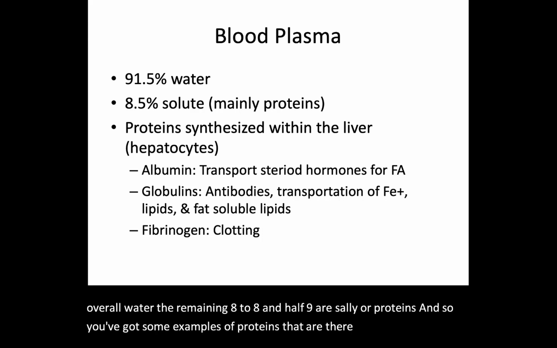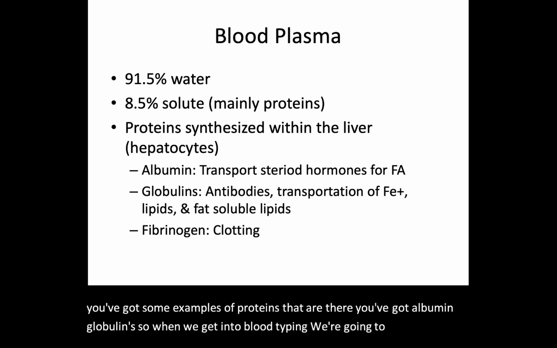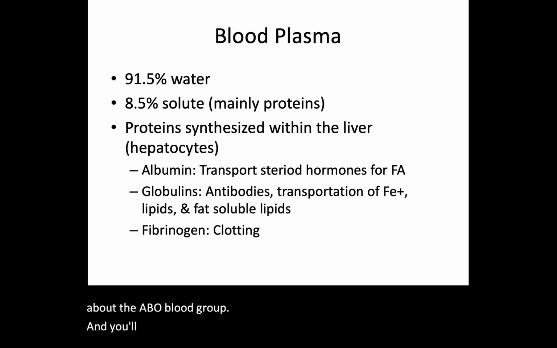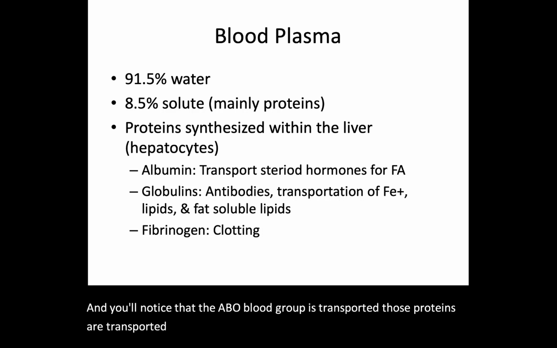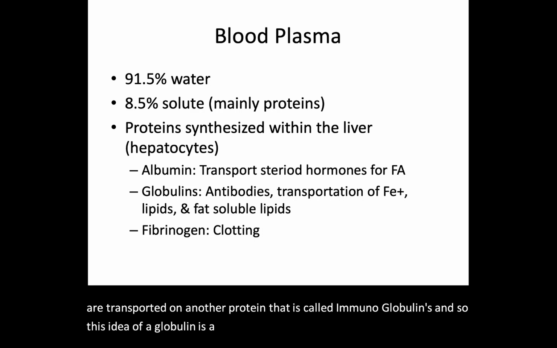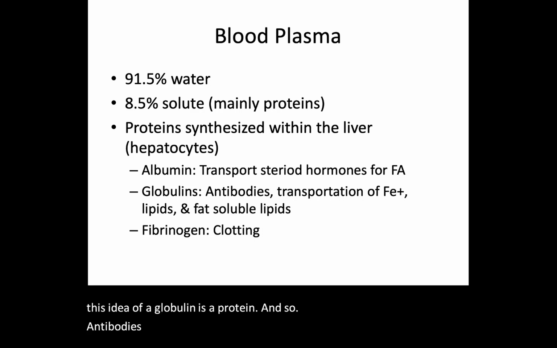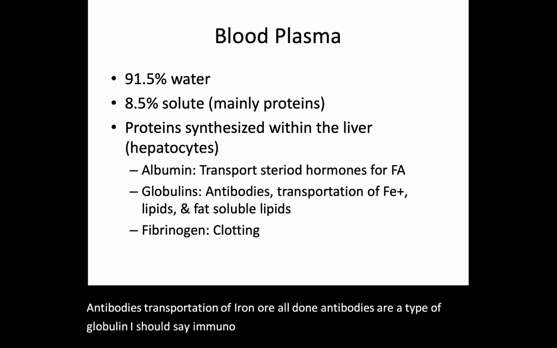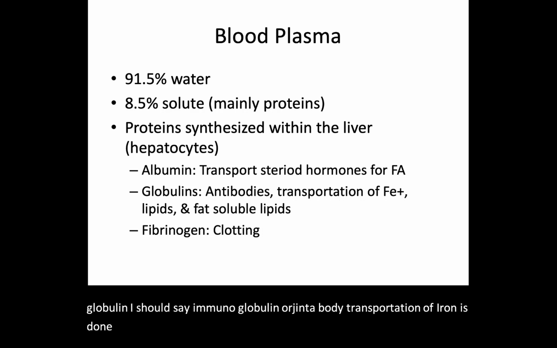You've got albumin, globulins. So when we get into blood typing, we're going to talk about the ABO blood group. And you'll notice that the ABO blood group proteins are transported on another protein that is called immunoglobulins. And so this idea of a globulin is a protein. Right? And so antibodies, transportation of iron are all done. Antibodies are a type of globulin, I should say, immunoglobulin or antibody. Transportation of iron is done on globulins. Transportation of lipids and fat-soluble lipids are usually all in conjunction with globulins.